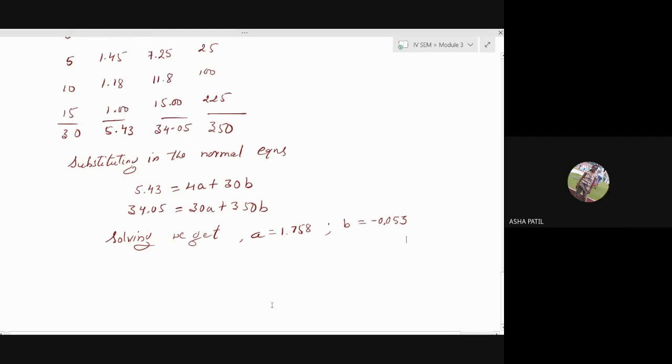Write the equation now. They ask you to obtain a relation of the form V equal to A plus B theta. V is equal to A plus, here I have to write minus because B is minus 0.053 theta. This is the given equation, the required equation.